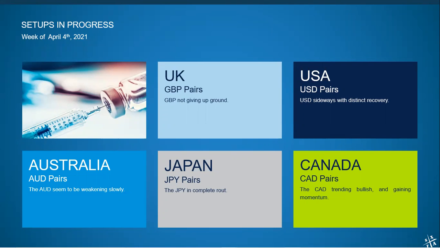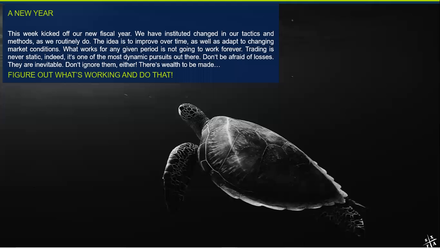The Australian, and I said it before, so no need to say it too much here, but it is weakening very slowly, showing that it is starting to fizzle out. The yen in a complete rout, also don't need to say it, we've covered that already. And last but not least, also said before, the Canadian trending nicely bullish and gaining momentum. And that is it for this session.